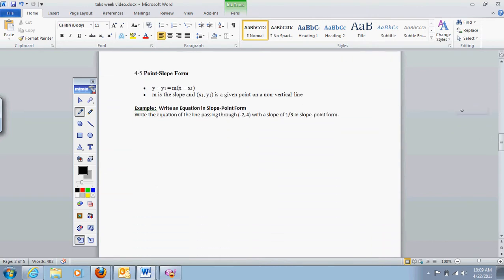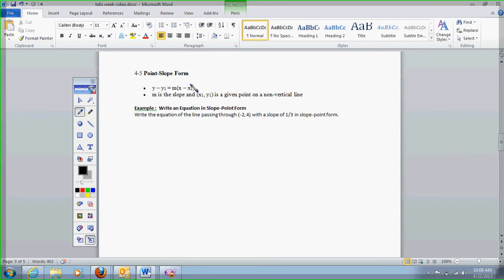Section 4.5 is something new. Point slope form of a line. We have a new formula here. Instead of y equals mx plus b, I'm given y minus y1 equals m times the difference of x minus x1. And it says m is my slope, which is good. That's what I've been talking about. So m is still my slope, and x1, y1 is just a given point on the line, and it says non-vertical line.